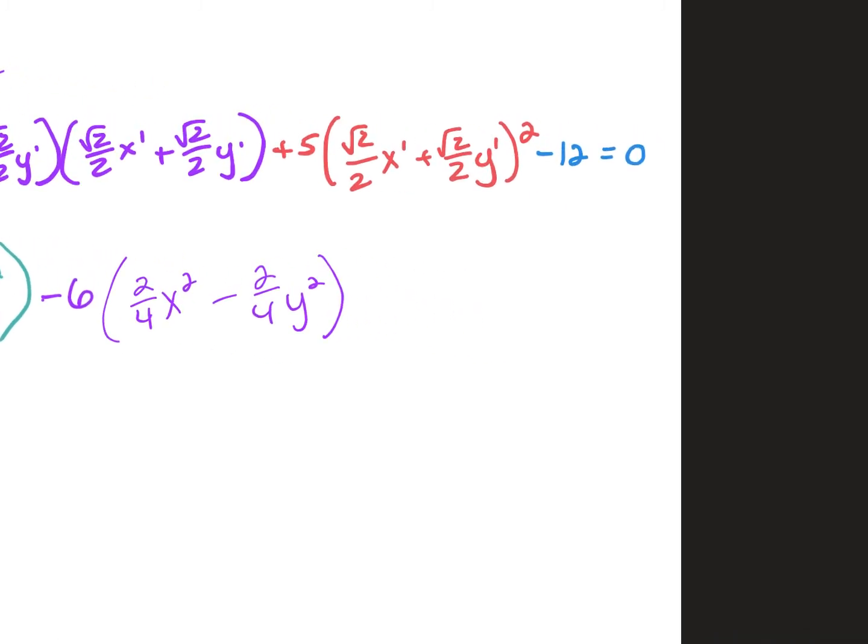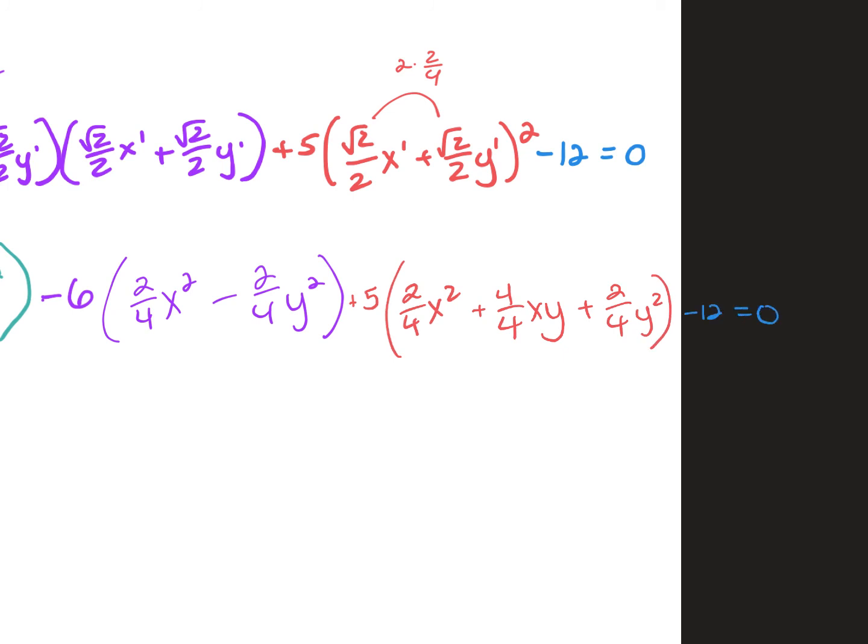Then I go to the red, plus 5, and again it's a square, so I get to use that shortcut. Square the first one, we know this now, it's 2 over 4 x squared. Multiply the two together, 2 over 4, double it, it's 4 over 4, but it's a positive, xy. Square the last one, again root 2 over 2, which is 2 over 4, y squared. Minus 12 equals 0.